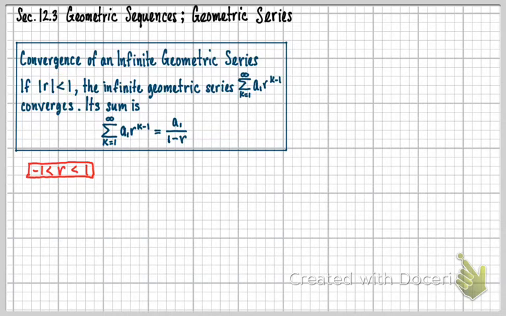So if the absolute value of r is less than 1, the infinite geometric series converges. So when this r is less than 1, or greater than, well, I should say between -1 and 1. That's probably a better way to say it. Okay, so anyways, now what we're going to do is look at a sum that we already saw in the last video.